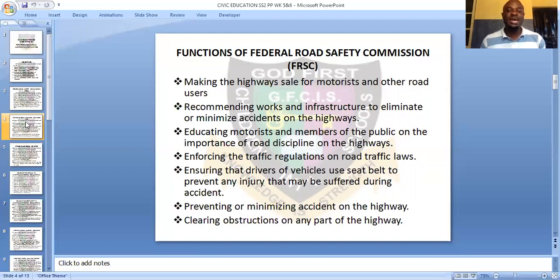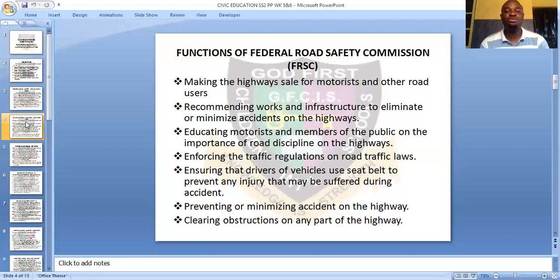Another is to educate motorists and members of the public on the importance of road discipline on the highways. They do this every time. It is their job to educate the road users, that is the motorists, so that they will all know the importance of discipline on the highway, because it is expected of every motorist to maintain high discipline while driving on the highway. Another one is enforcing the traffic regulations and road traffic laws.